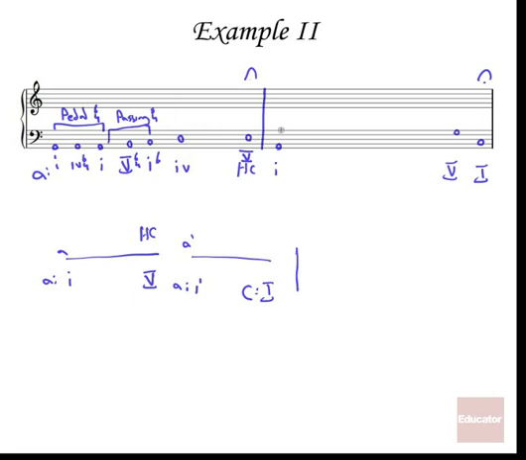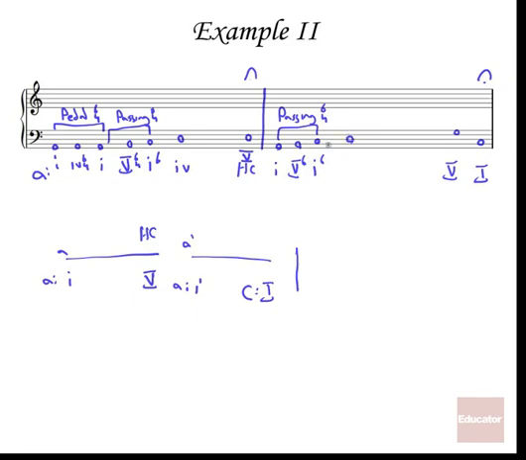And then for the second half, we now need to modulate or pivot chord back to C major. So we'll have to keep in mind what chords the two keys have in common. So let's start with this passing motion again. So this is a passing 6-4 to 1-6.